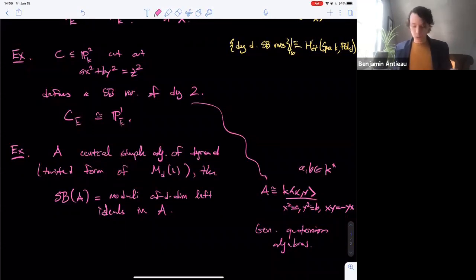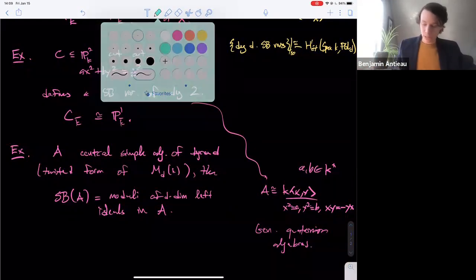So those are some standard examples. These come up a lot in arithmetic geometry, algebraic number theory, class field theory. We'll see some of that today. And now let me explain the question.